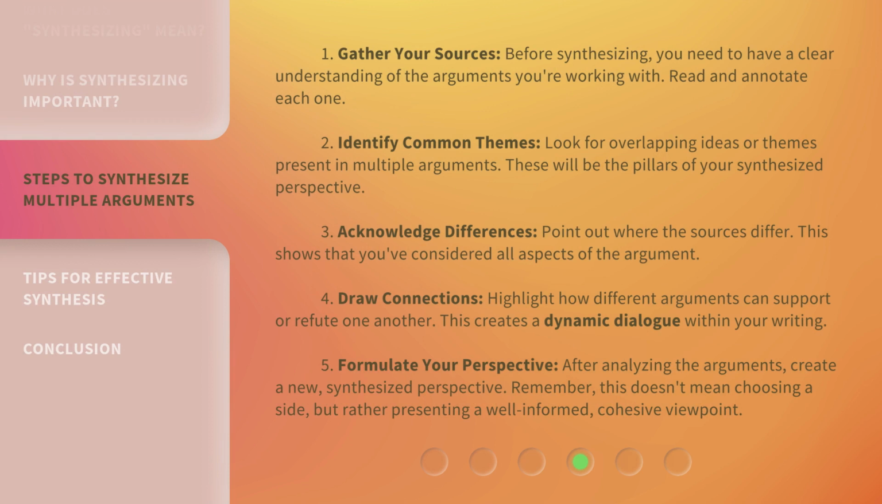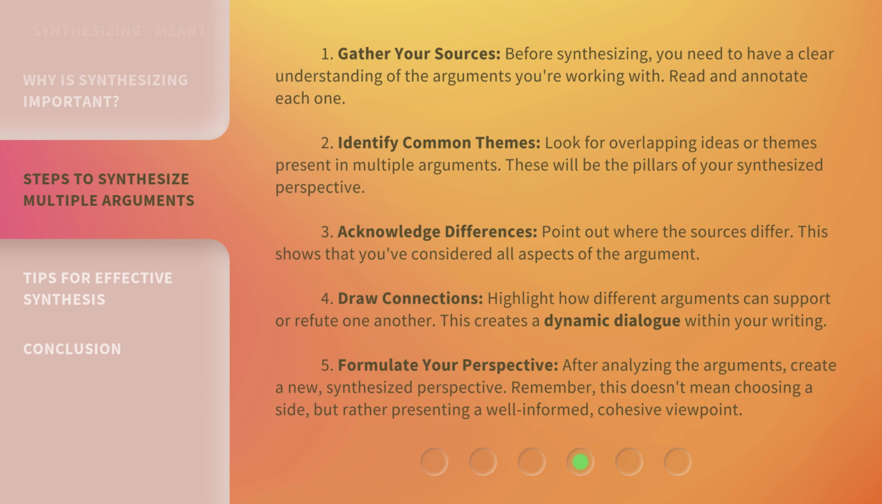1. Gather your sources. Before synthesizing, you need to have a clear understanding of the arguments you're working with. Read and annotate each one. 2. Identify common themes. Look for overlapping ideas or themes present in multiple arguments. These will be the pillars of your synthesized perspective.